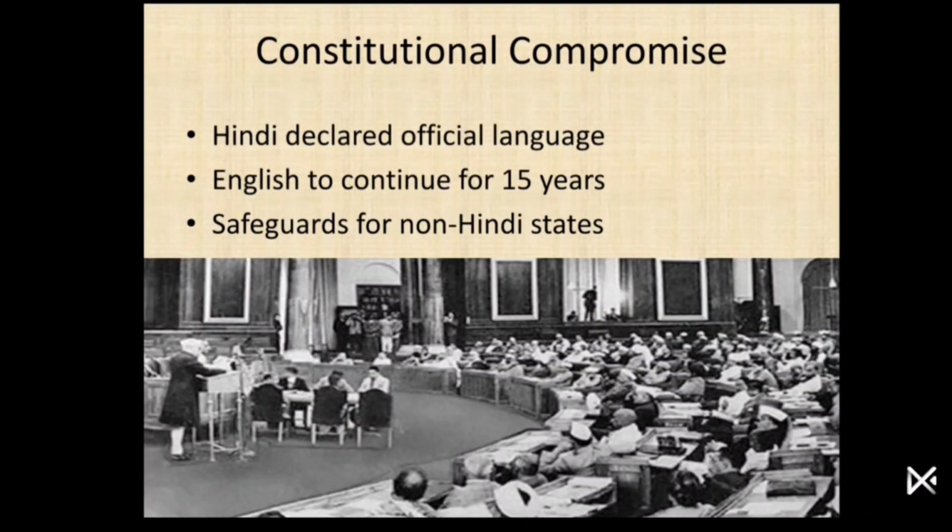Constitutional compromise. Now imagine this moment. India has just become independent. The British are gone. But inside a big hall, the leaders of India are facing a new question. What should be the language of our country?